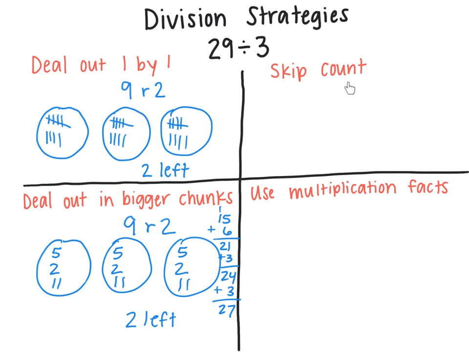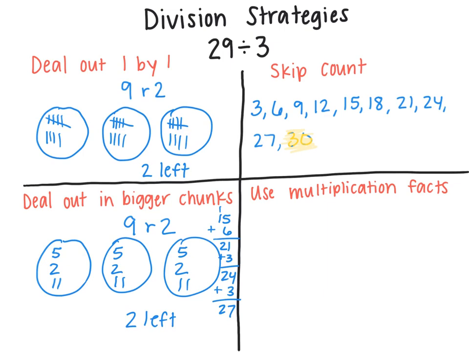Now if we move up here, it is called skip counting. Okay, so I might start with the number 3 and skip count until I get close to 29. So I would count by 3s. 3, 6, 9, 12, 15, 18, 21, 24, 27, 30. But when I get to 30, that's too big. So I need to cross that out. So that's too much. It's over 29.